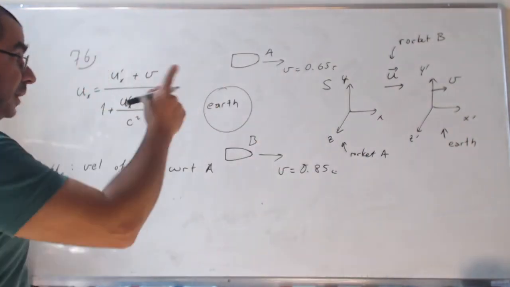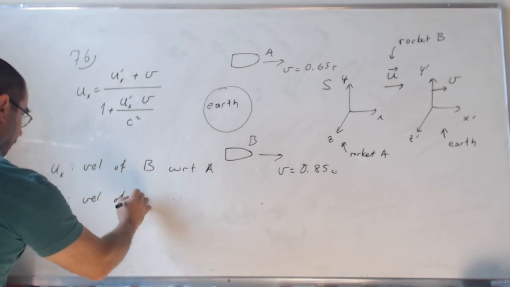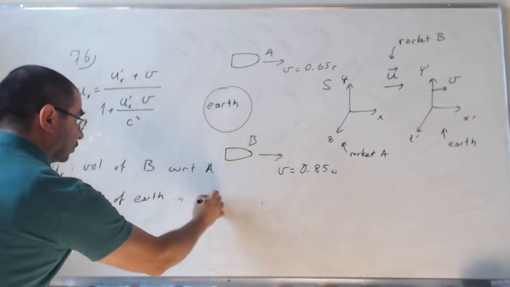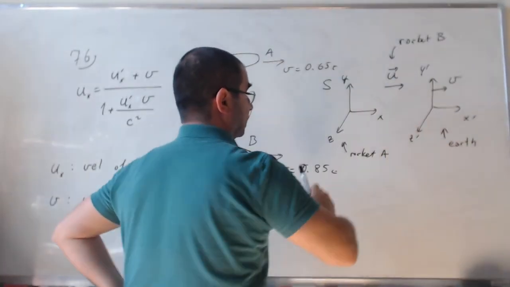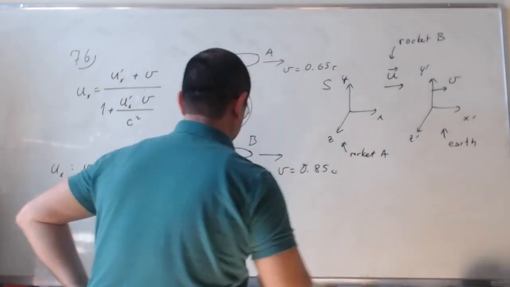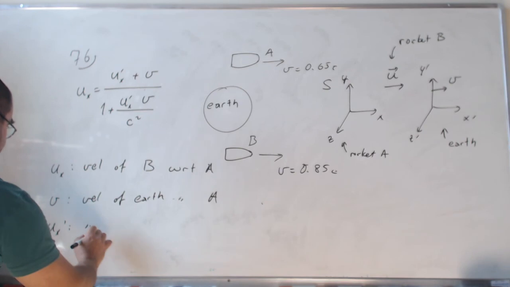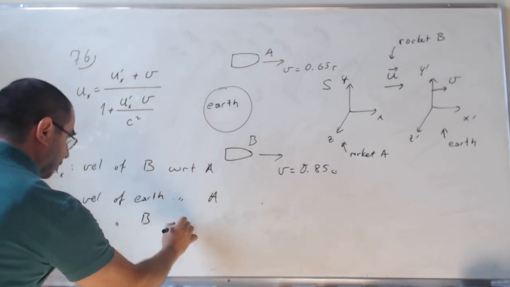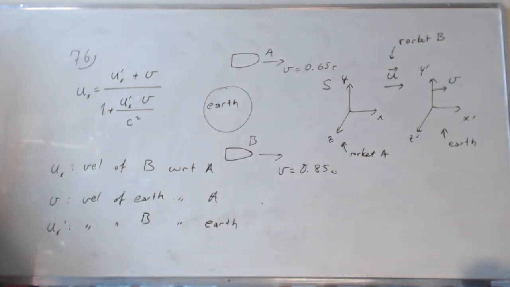Okay, then this v is the velocity of Earth with respect to A, right? This v is the velocity of the reference frame S prime with respect to S, but that's just the velocity of Earth with respect to rocket A. And finally, u_x prime is the velocity of B with respect to Earth. Is that right? I think so. Okay, so this is what we're looking for: the velocity of Earth with respect to A and the velocity of B with respect to Earth.